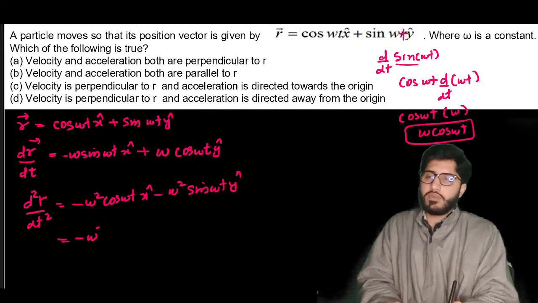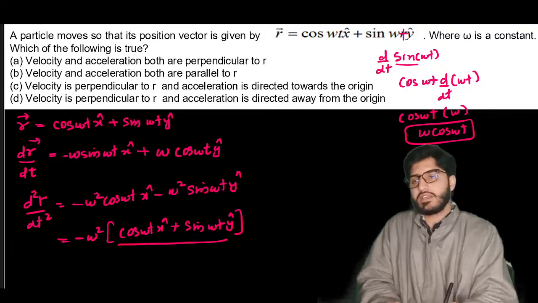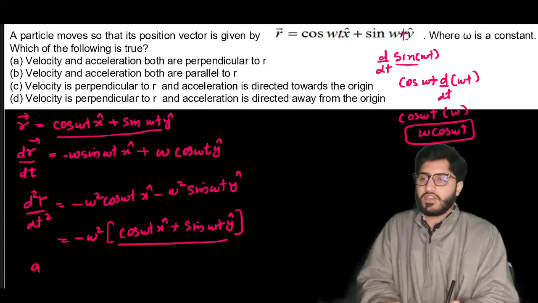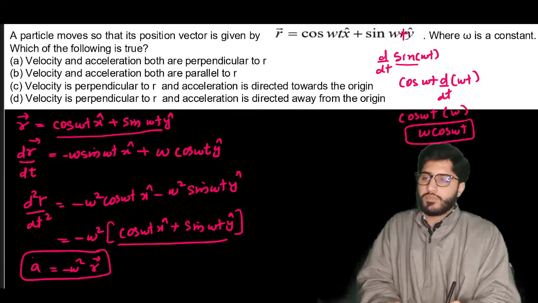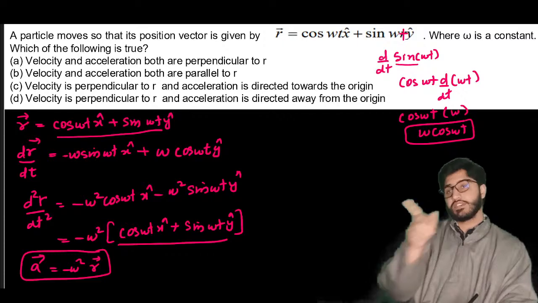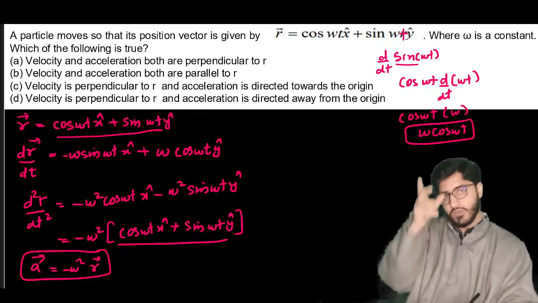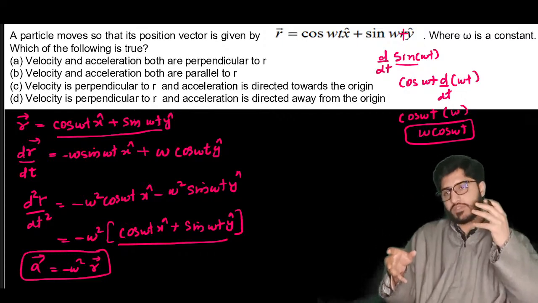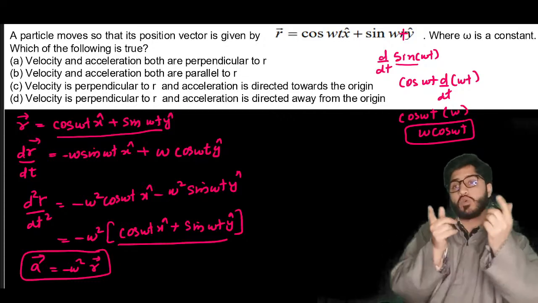If I take minus omega square common, now I have cos omega t x cap plus sin omega t y cap. I guess this is the same as r, so I can write my acceleration came out to be minus omega square r. So from this equation, we got to know that acceleration is towards the origin. Negative shows it is towards the origin. If it was positive, then it would be away from the origin. So it is towards the origin.